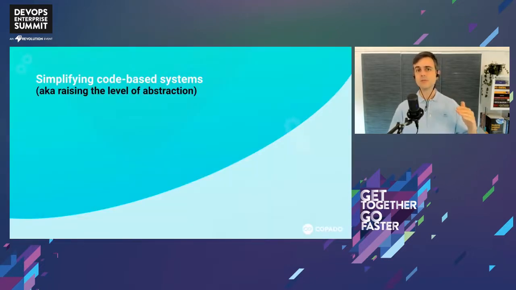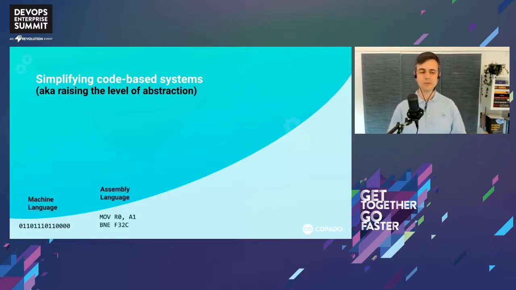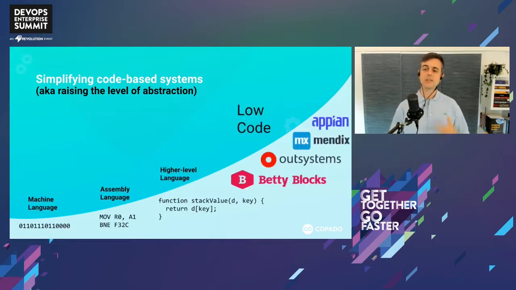So the first one, simplifying code-based development, this is equivalent to moving up through these levels of abstraction. They say the whole history of computer science is all about increasing levels of abstraction, from machine language to assembly language to higher level languages to low code. And so you have a bunch of low code systems. There's something like 200 different low code systems that are all allowing developers to build applications with visual declarative elements instead of having to write code, so to speak, on the command line.